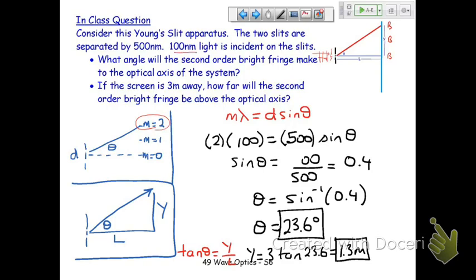Lambda's 100. I'm going to leave it in nanometers. I'm not going to worry about changing it because as long as I stay in the same units, I'm dealing with ratios to get an angle, so I can get away with it. d is 500, and then sine theta equals 200 over 500, which is 0.4. And then theta equals sine to the minus 1 of 0.4, which is 23.6 degrees.